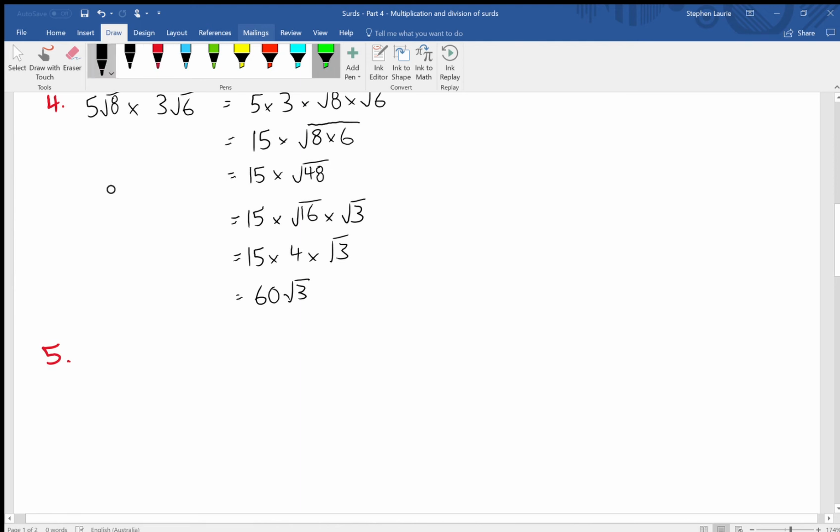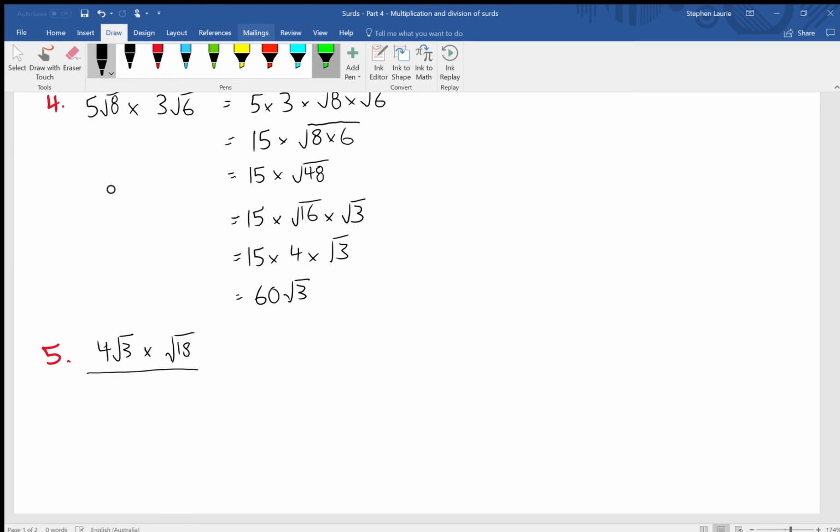Example 5. In this example, we're going to combine some multiplication and division. So we have 4 root 3 times the square root of 18, all over the square root of 12. Our first step here is going to be to simplify what we can. Now 4 root 3 can't be simplified, but we can simplify the square root of 18.